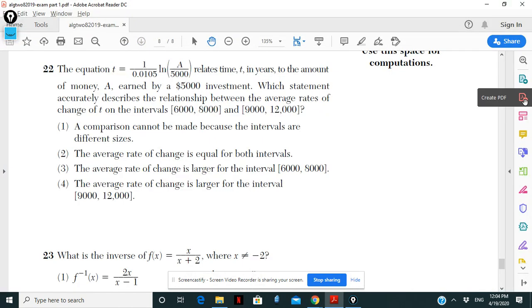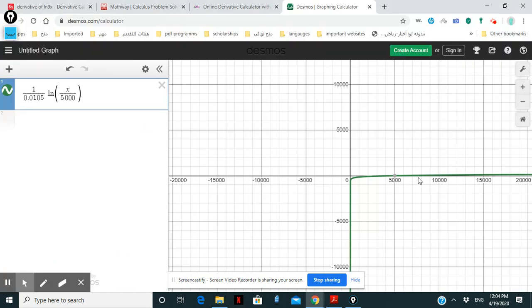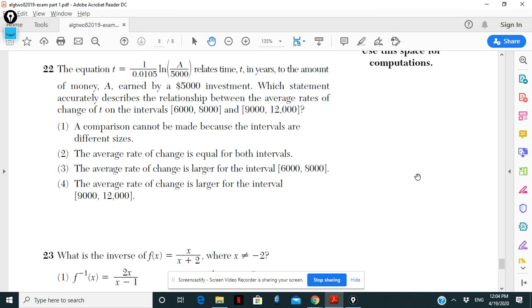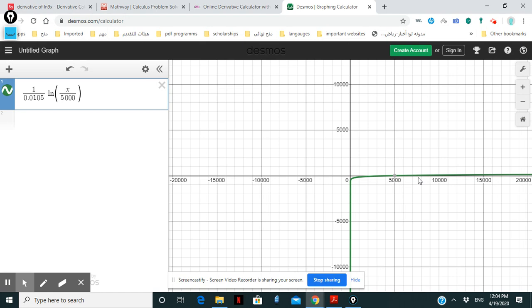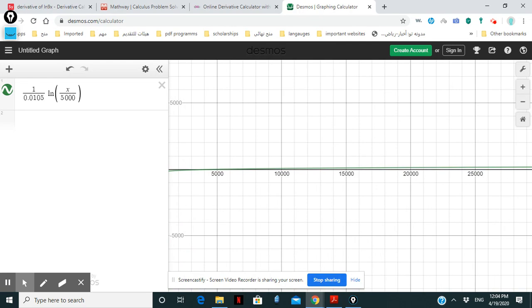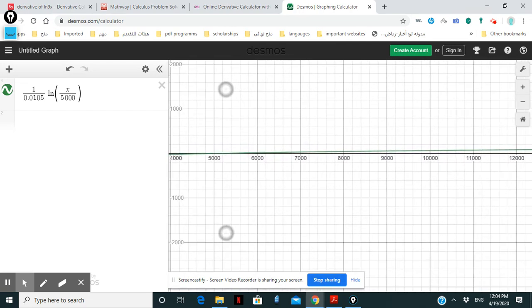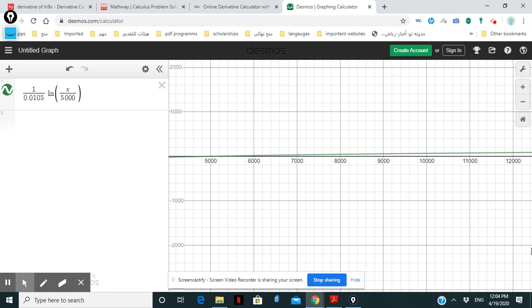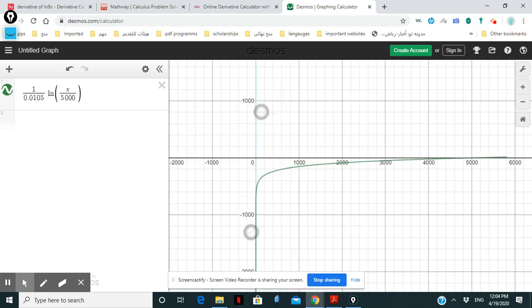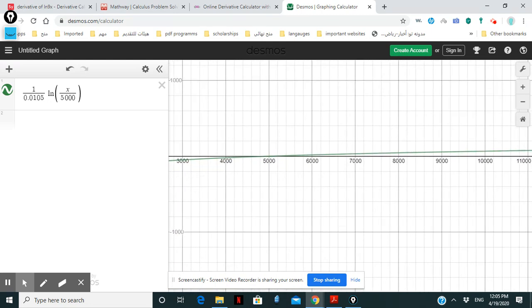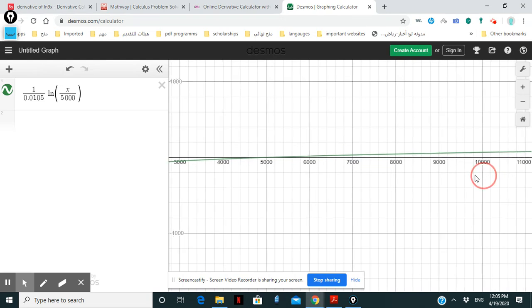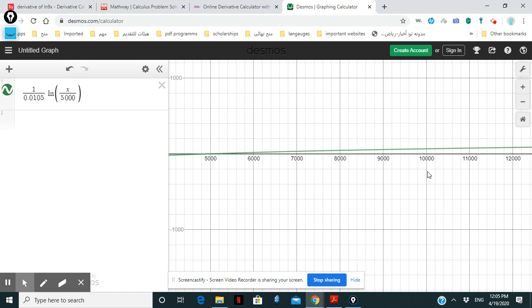He asked me about the interval 6,000 to 8,000, and 9,000 to 12,000. So here, 6,000 to 8,000, and 9,000 to 12,000. Okay, now I can see all of them.